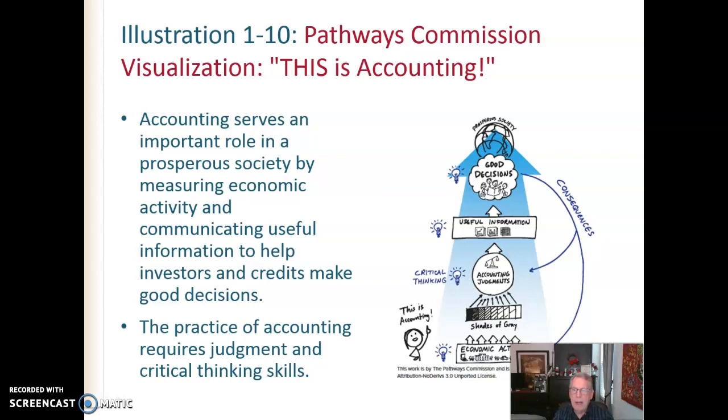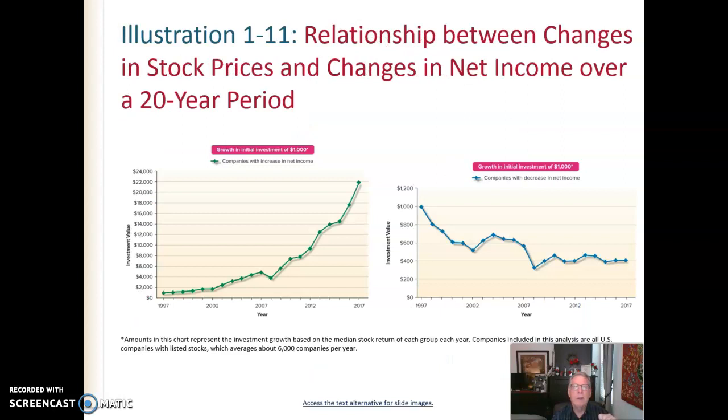And that helps a prosperous society make good decisions with regard to how they invest money. So, the practice of accounting does involve judgment and critical thinking skills. No question about that. What makes it fun. All right, not terribly important here, but the relationship between stock price and the changes in net income over time. So the investment value of those stocks go up, of course, as we make money. And for those companies that don't, it goes down.